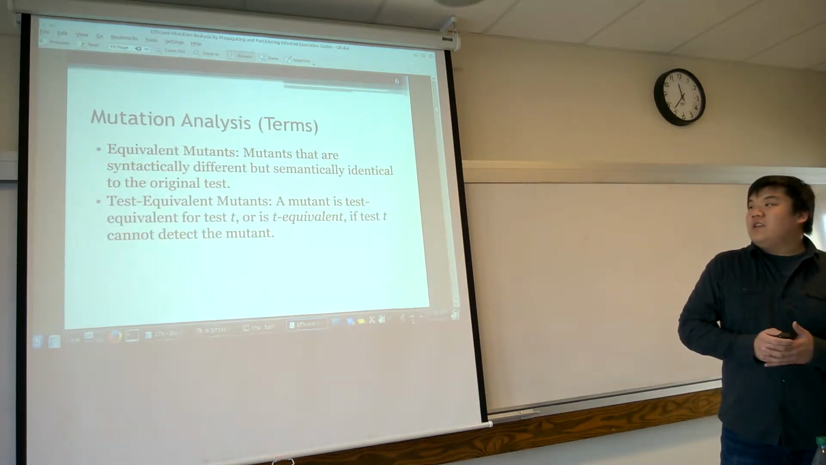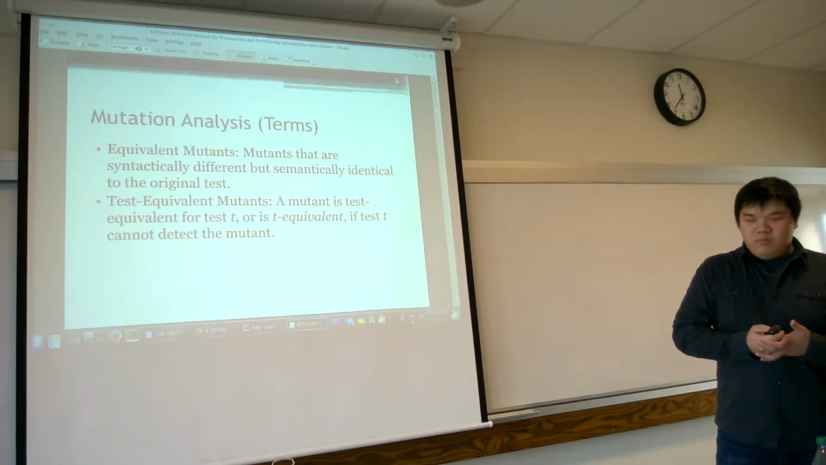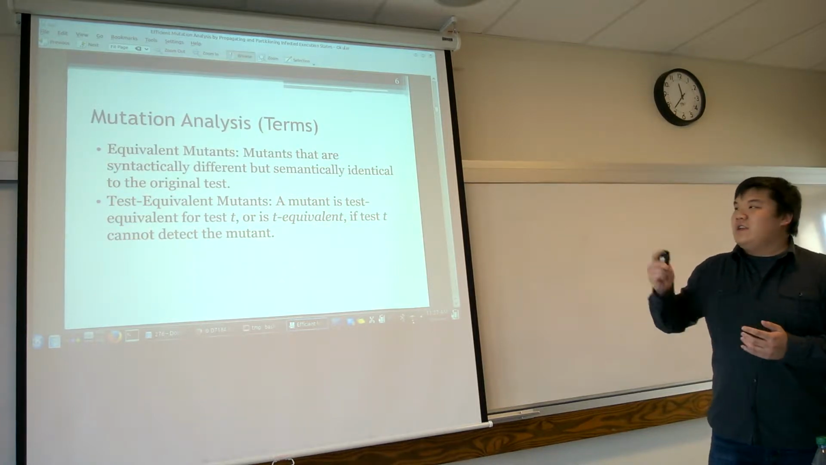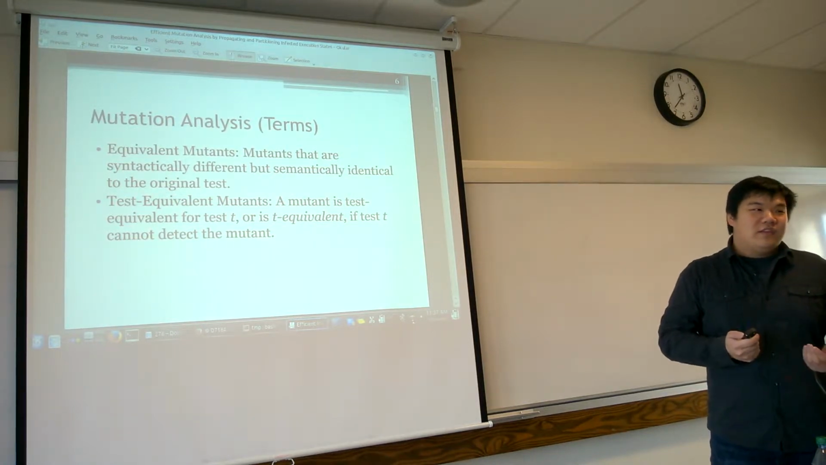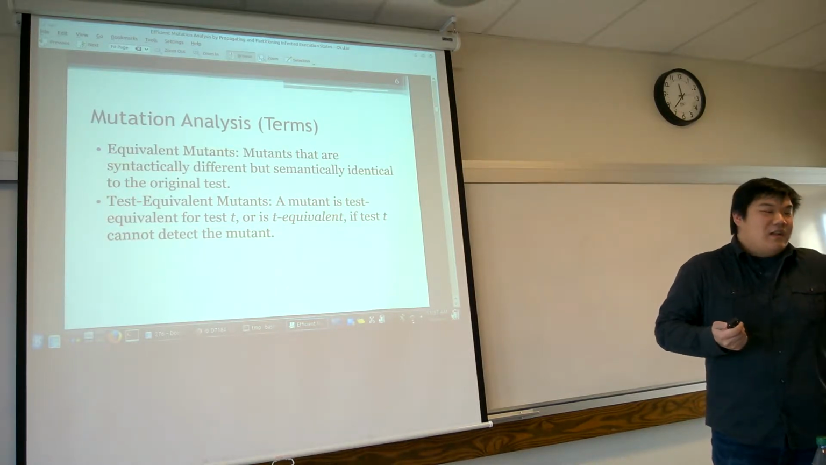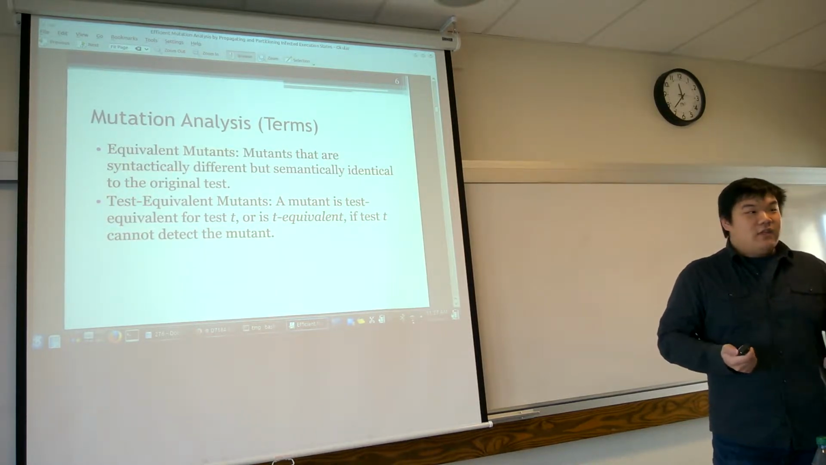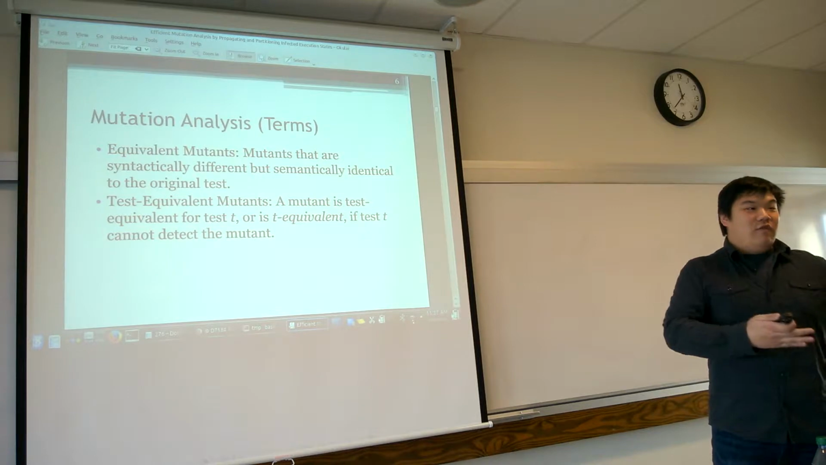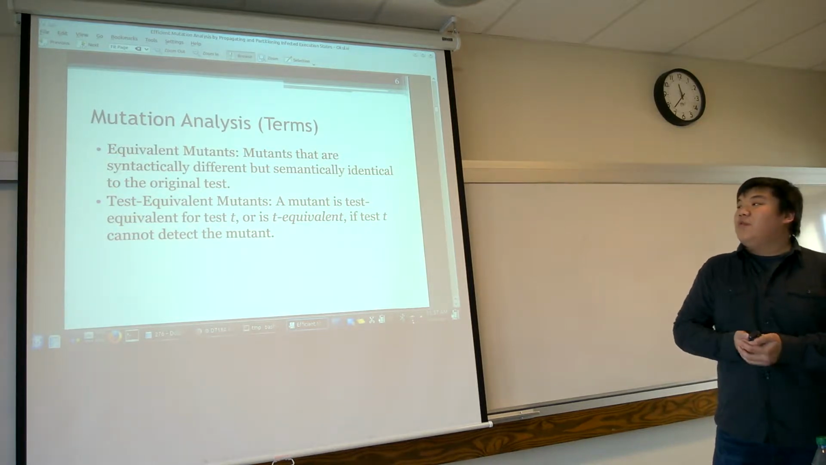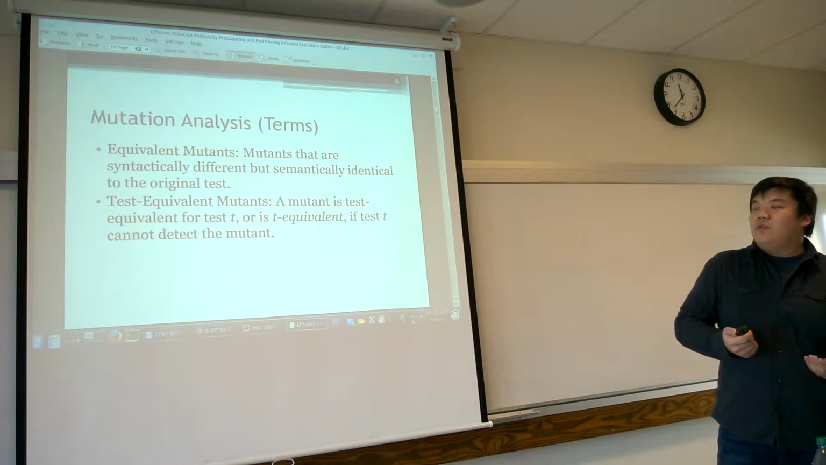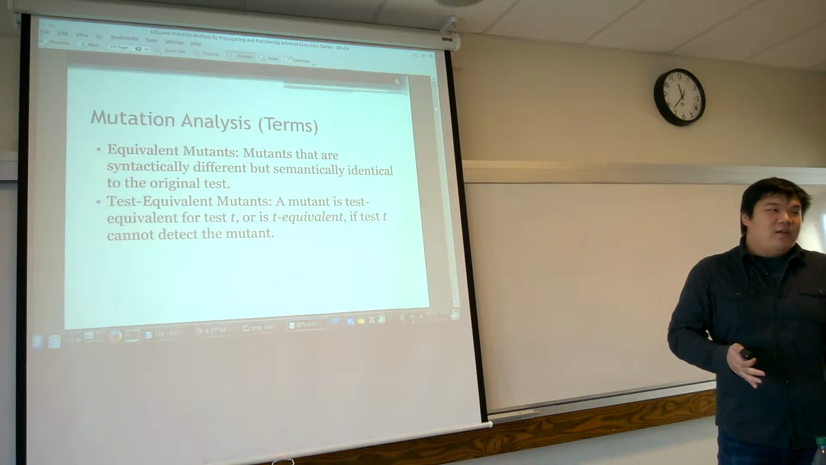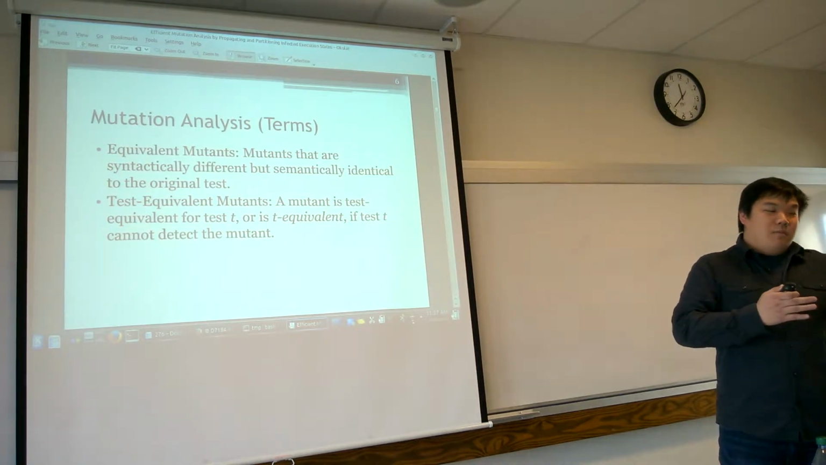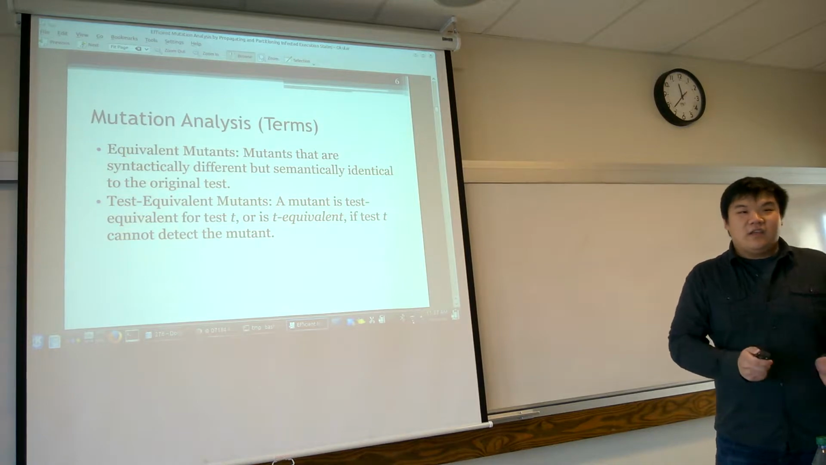The next one is test equivalent mutants, and that's just a more formal definition of it, as well as it makes this problem more solvable, because the above problem of looking for all the equivalent mutants is technically intractable, near impossible, just because of how difficult it is to make sure that what you're doing is actually different from what you were originally doing. So for a test equivalent mutant, a mutant is test equivalent for some test T, or T equivalent, if the test T cannot detect the mutant. So I can't tell whether it's a mutant or not. It might be mutated, but it still does the exact same thing.